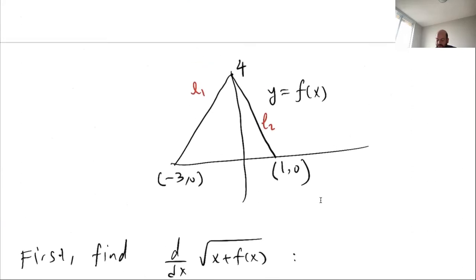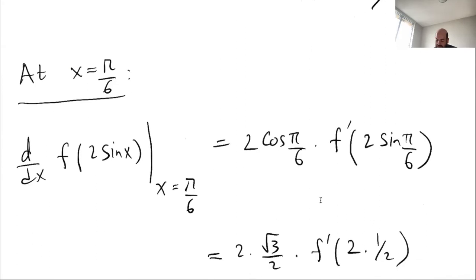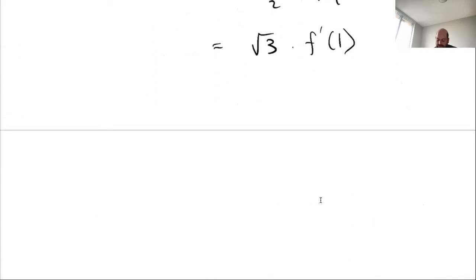Okay, so let me assume that this function continues, because if I need f prime of 1, if 1 is the end point, then f prime of 1 will not be defined. But if I assume that this function continues after 1 as well, then I can find f prime of 1 with no problem. So f prime of 1, so what is the answer? Root 3 times f prime of 1. Now, what is f prime of 1?